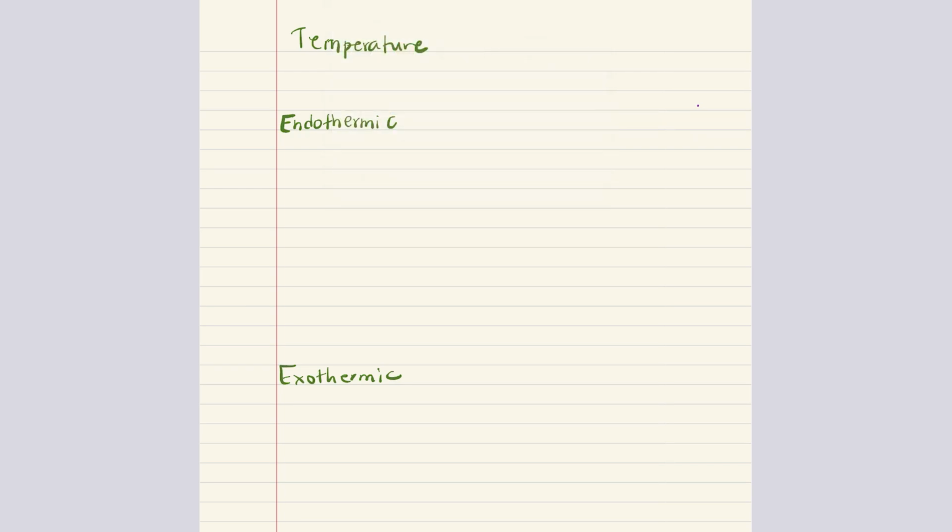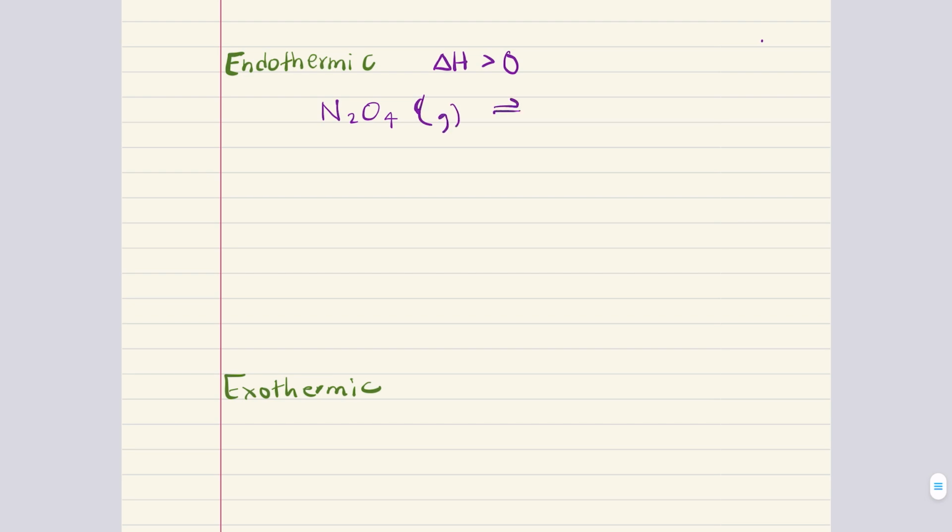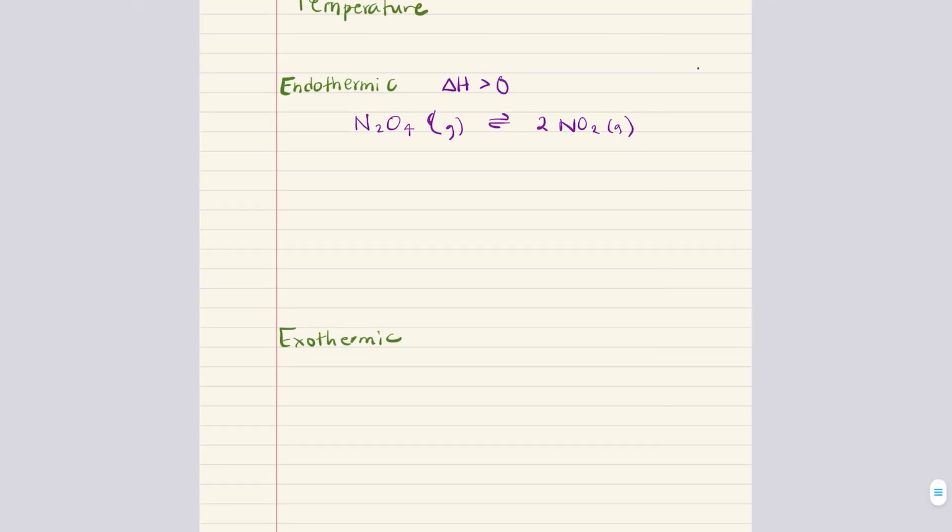Let's start with endothermic. An endothermic reaction has a delta H that is greater than 0. So that means heat is absorbed in these reactions. So heat can be considered a reactant. So let's write an example reaction. Let's write dinitrogen tetroxide reacts to give us 2 moles of nitrogen dioxide. So this is our example reaction. This reaction is endothermic. Now, if it's endothermic, remember, heat is considered a reactant. So sometimes to help you remember that, I would just write heat on the reactant side, just so I can not mess this up.